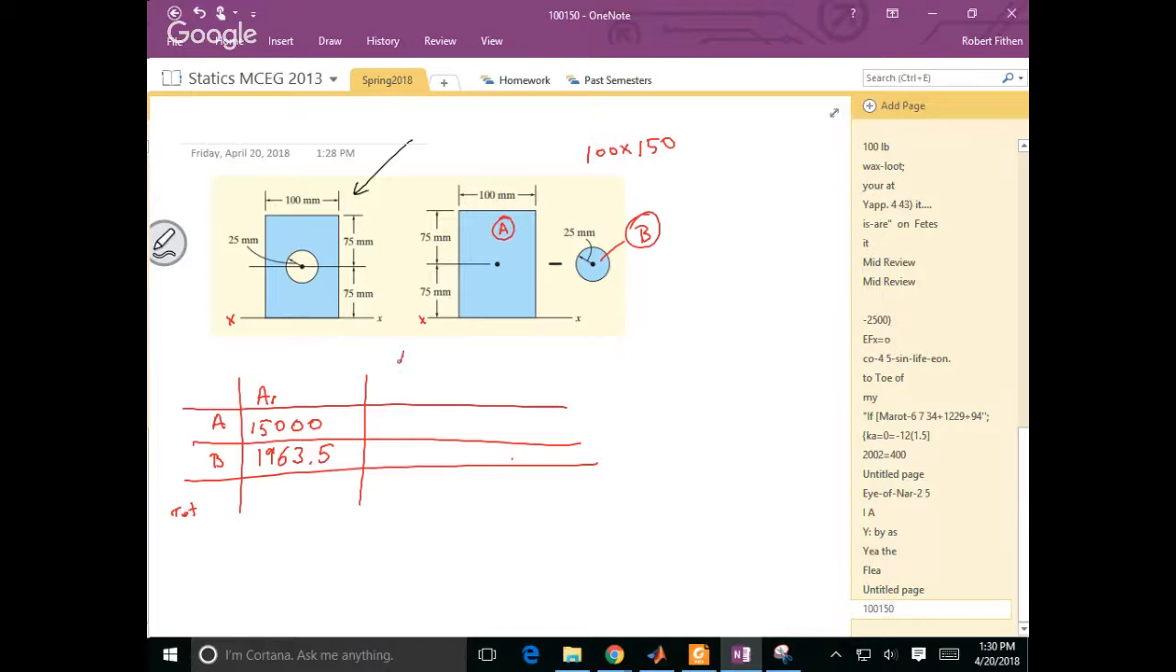I'll need to have A times dy squared. So I'll put a dy squared right here: the distance from here to the centroid and the distance from here to the centroid. Turns out in both of those, it's 75. Then I'll need a column that says A dy squared. These numbers are not going to be small.